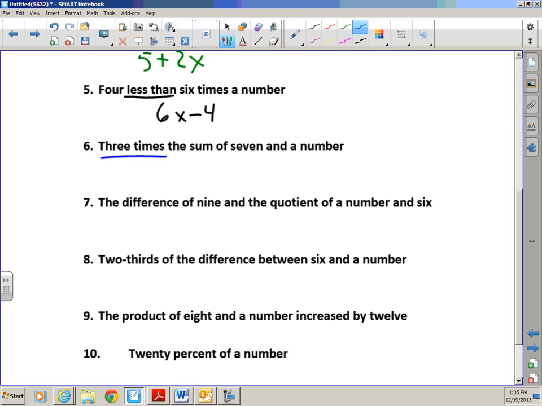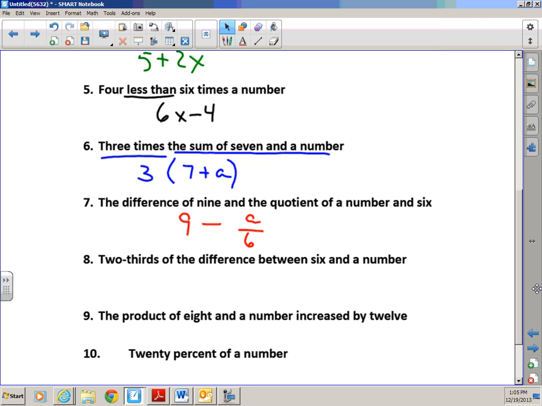3 times the sum of 7 and a number. That means I have to do that summing of the 7 and some number first. And that goes inside parentheses. It's another situation you've got to be careful about. The difference of 9 and the quotient of a number, A and 6.